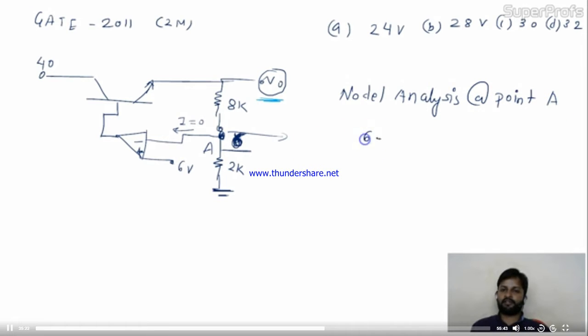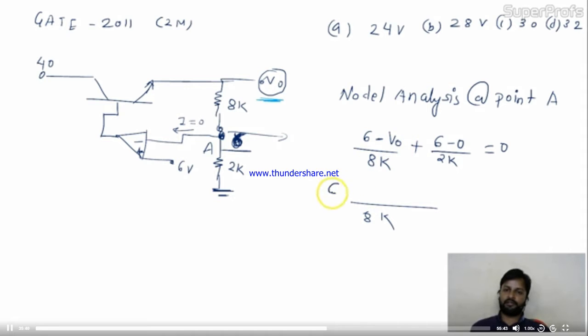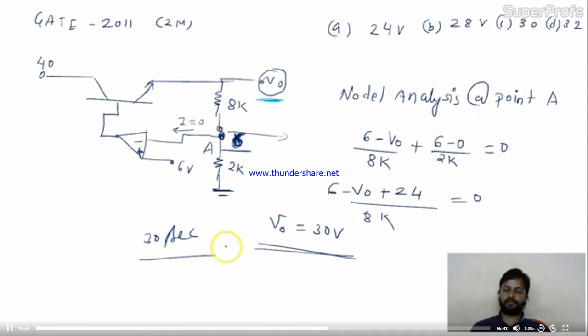At point A: 6 minus V0 divided by 8K, plus 6 minus 0 divided by 2K, equals 0. So you can take the LCM: 6 minus V0 plus 24 equals 0. So V0 equals 30 volt. Hardly a 30-second problem, a 2 marks problem. And the option is C, 30. Is it okay to you?